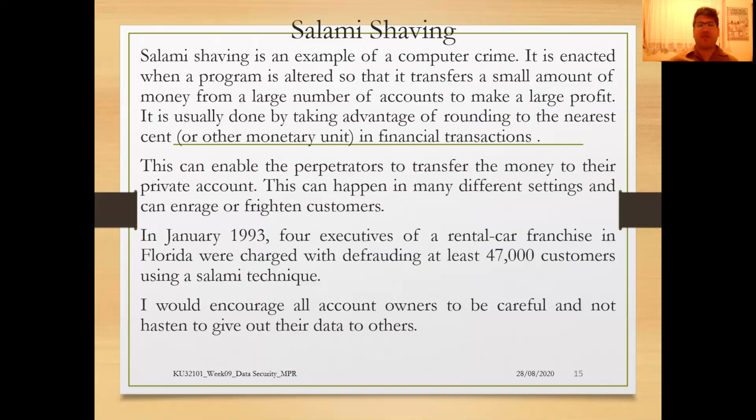All right, so let's have a look at salami shaving. Salami shaving is an example of a computer crime. It is enacted when a program is altered so that it transfers a small amount of money from a large number of accounts to make a large profit. It is usually done by taking advantage of rounding to the nearest cent or other monetary units in financial transactions. Okay, so you can read the rest of this by yourself.